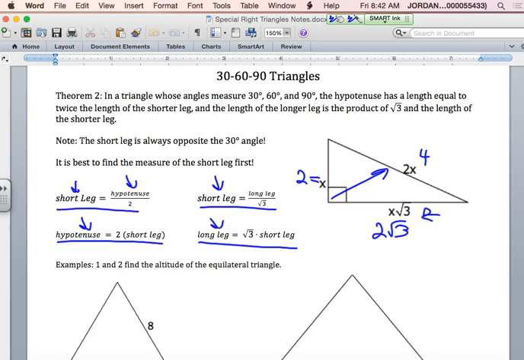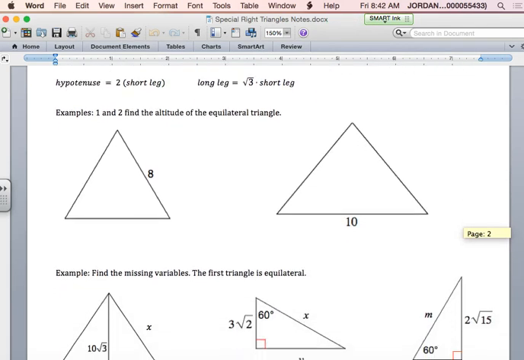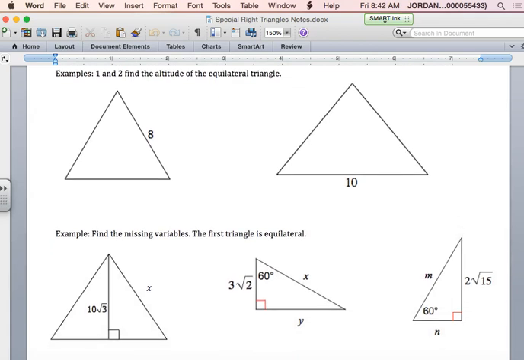Okay, so on these, basically what we really always want to try to do is find the short leg first, because everything is based off what the short leg is. Once we know the short leg, we can find the other things pretty simply. So the short leg is always opposite of your 30-degree angle, by the way. So we need to be able to identify what your short leg is. Usually you can just tell by looking at it, but for those of you that can't, the angles can tell you. Okay, so let's look at this first example.